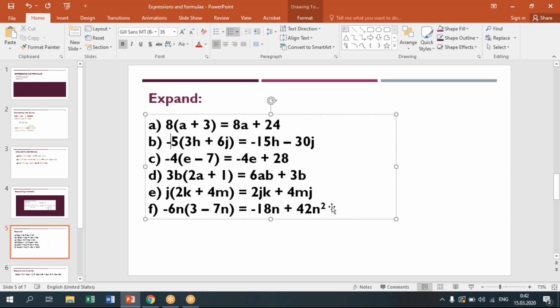Why n squared? Because as you can see, negative 6n, we have the same variable, I mean n, and negative 7n, again the same variable. Negative 6 and negative 7 we can multiply. That's why our constant number is 42. But what about n and n? Yeah, if we have to multiply two variables, their powers should be added. That's why n squared.